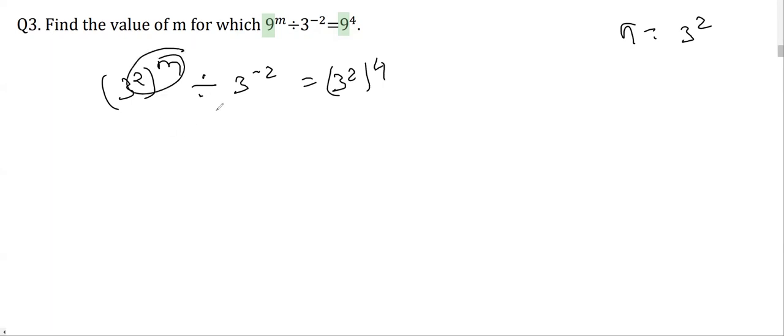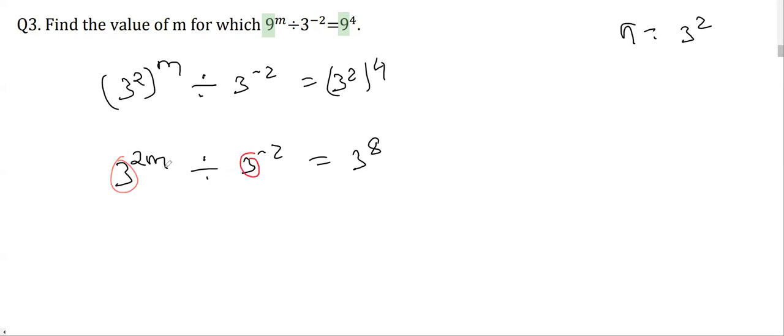Now we know that a power over another power is the powers multiplied. So we'll write 3 raised to the power 2 into m, that is 2m. That is divided by 3 raised to the power minus 2 only. And the right side can be written as 3 raised to the power 4 into 2, that is 8. Now check here, we have the same bases over here, right?